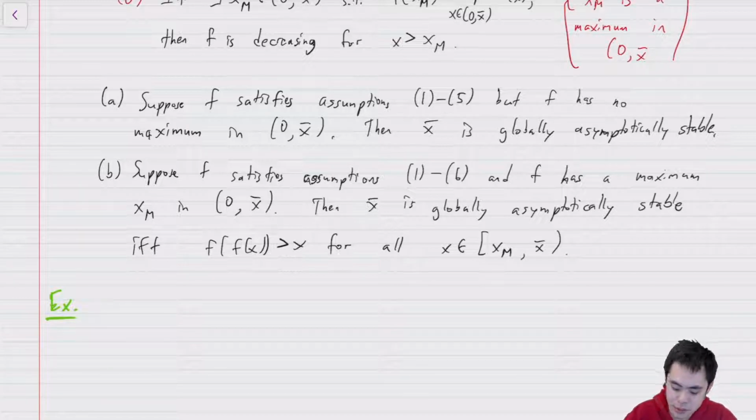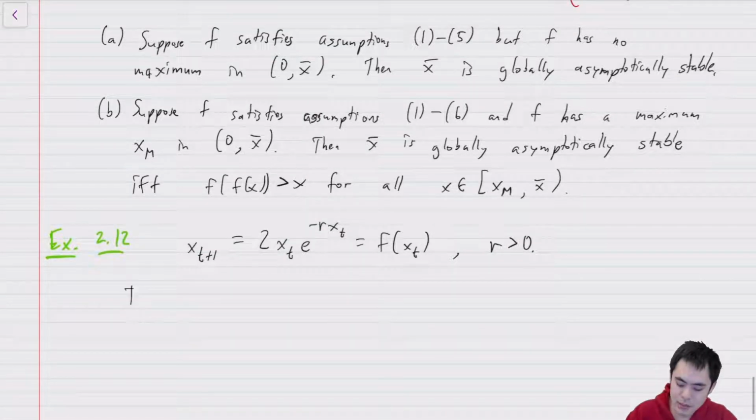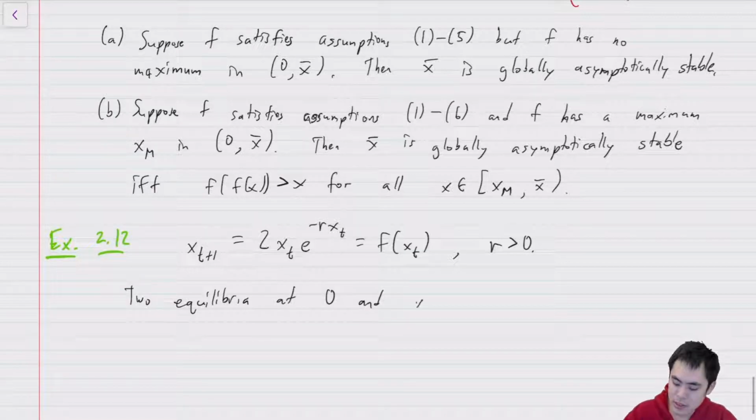So this is example 2.12. So if we have x sub t plus 1 is equal to 2 x sub t e to the minus r x sub t, which is equal to f of x sub t, of course, and r is greater than 0. Then we have 2 equilibria at 0, and x bar is equal to natural log of 2 over r.